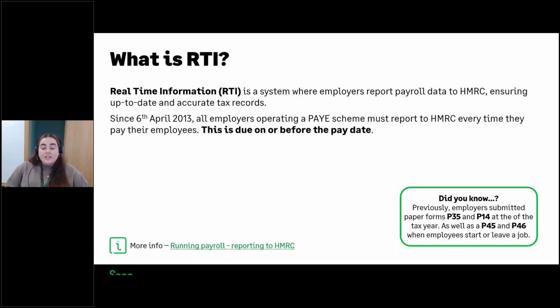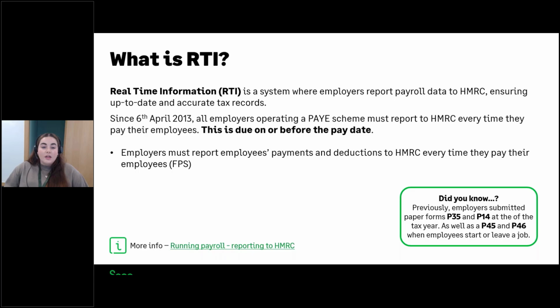The RTI submissions now include all of the information that HMRC need, so no more paper forms, and instead it's actually reported more regularly too. So employers must report PAYE to HMRC every time that they pay their employees, and that's on or before the pay date. This is called the FPS, or the full payment submission. So if you did a weekly payroll and your next pay date was tomorrow, for example, Friday the 6th, you would have to report the payroll data for this week on the 6th or before the 6th, so today or tomorrow. And the same principle applies to all payment frequencies as well.